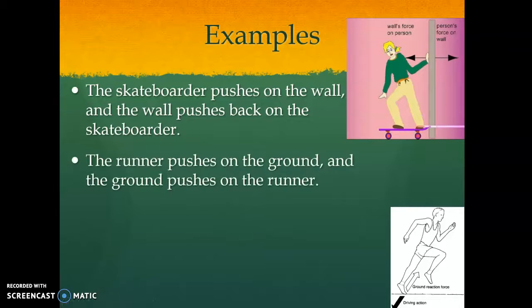The runner pushes on the ground, the ground pushes on the runner. So this is the way that we run. If you walk or run anywhere, you push into the ground and the ground pushes you. So if you want to run faster, then you have to push the ground harder and the ground will push you harder. So you push the ground back and the ground pushes you forward.